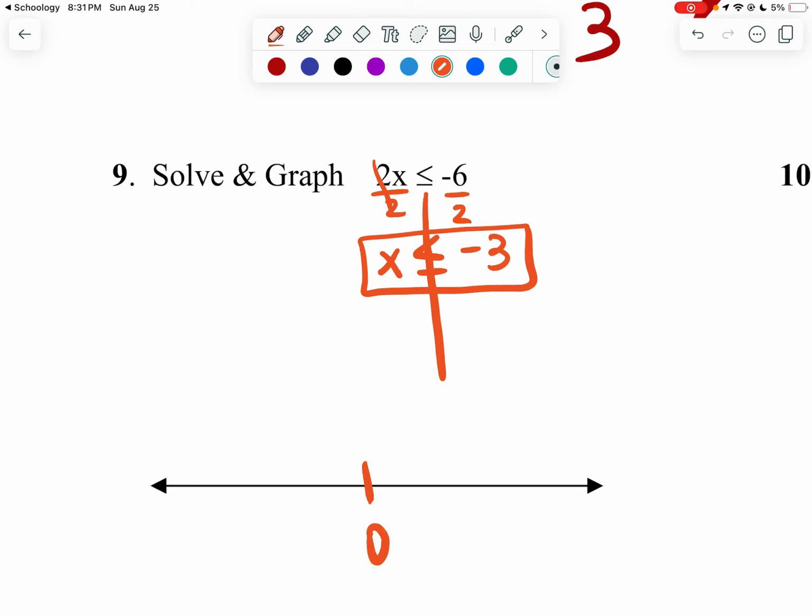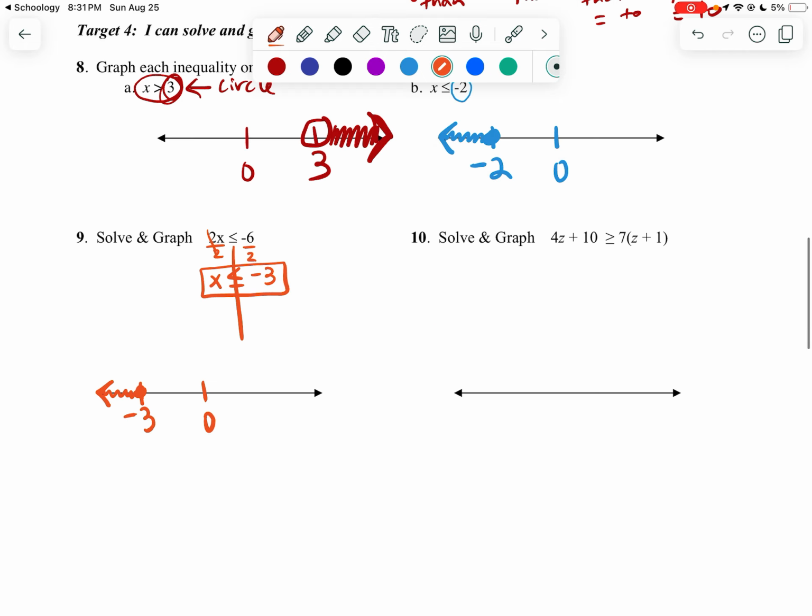Okay, draw your number line. It's got the or equal to, so we're going to use our closed circle. And then shade to the left. All right, last one has a couple other steps. I see parentheses, so I'm going to distribute first. So 7 times z, oops, that's 7z, plus 7 times 1. Don't forget to distribute all the way. That's 7. Keep my inequality.